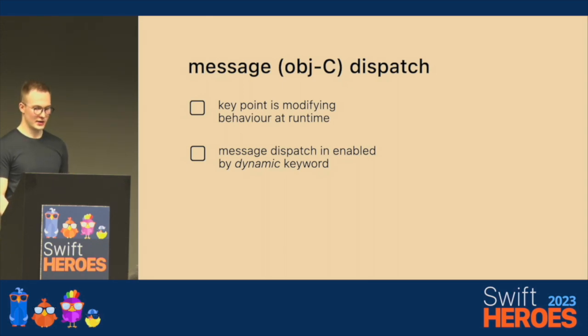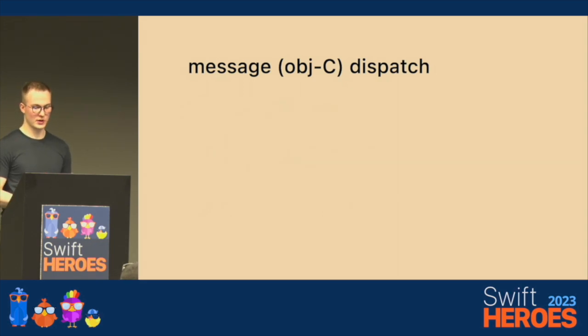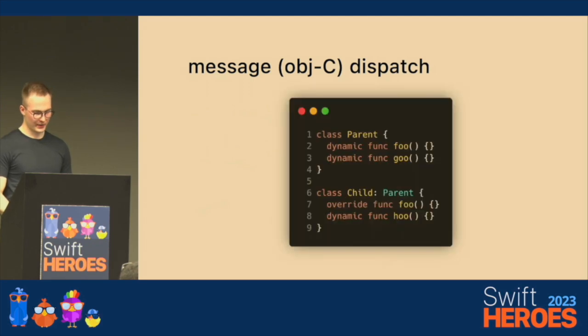which was or will be created. And basically, this is how most analytics libraries work. And because dispatch is based on a tree, ISA swizzling is possible, which is basically the change of an object's type at runtime. So let's take a look at another example.